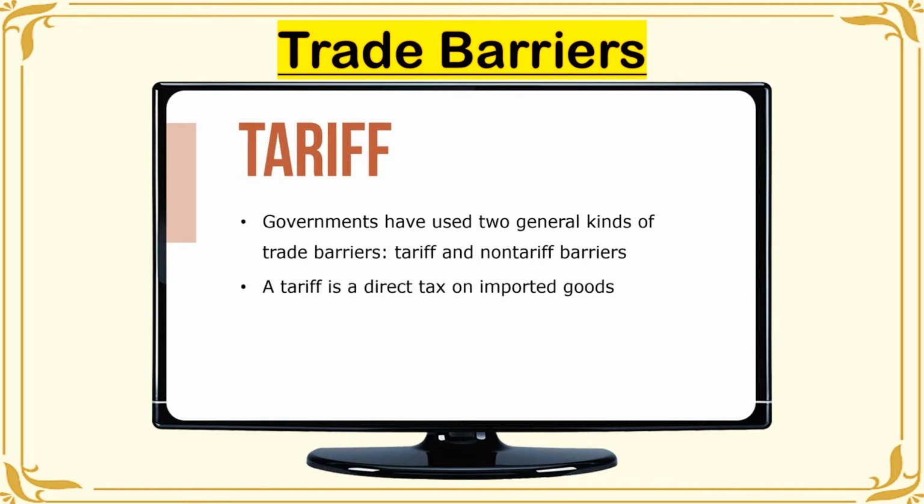Governments have used two general kinds of trade barriers: tariff and non-tariff barriers. A tariff is a direct tax imposed on imported goods. Tariffs increase the cost of imported goods relative to that of domestic goods. An Argentinian import tax on electric products is 35%, for example.